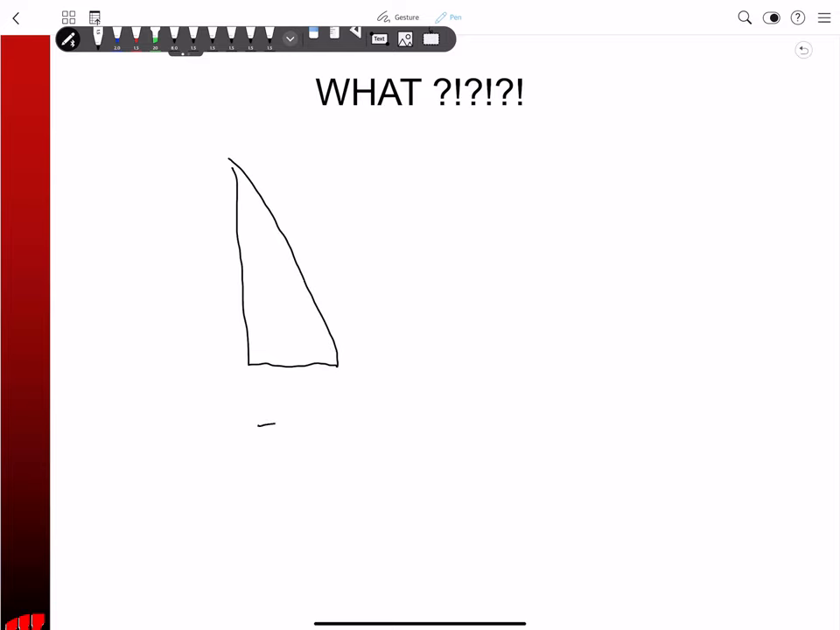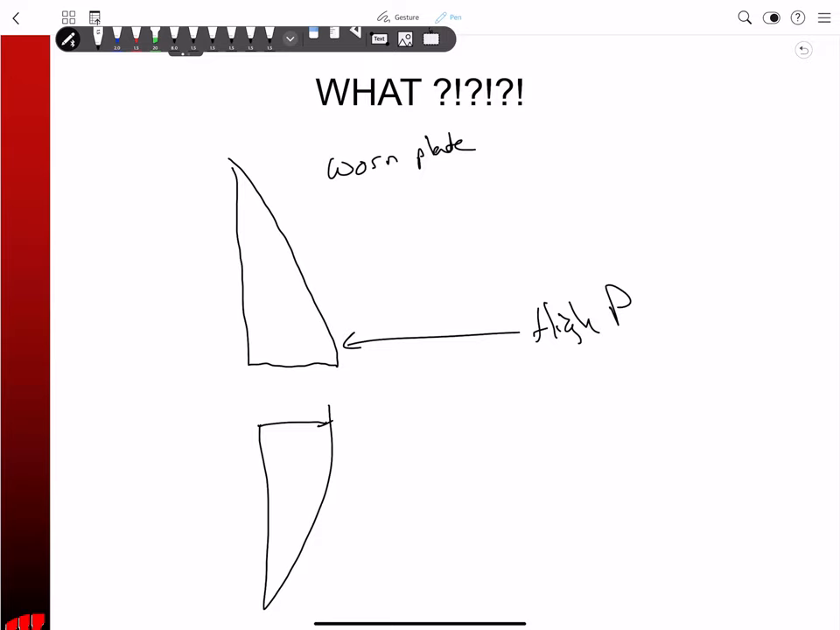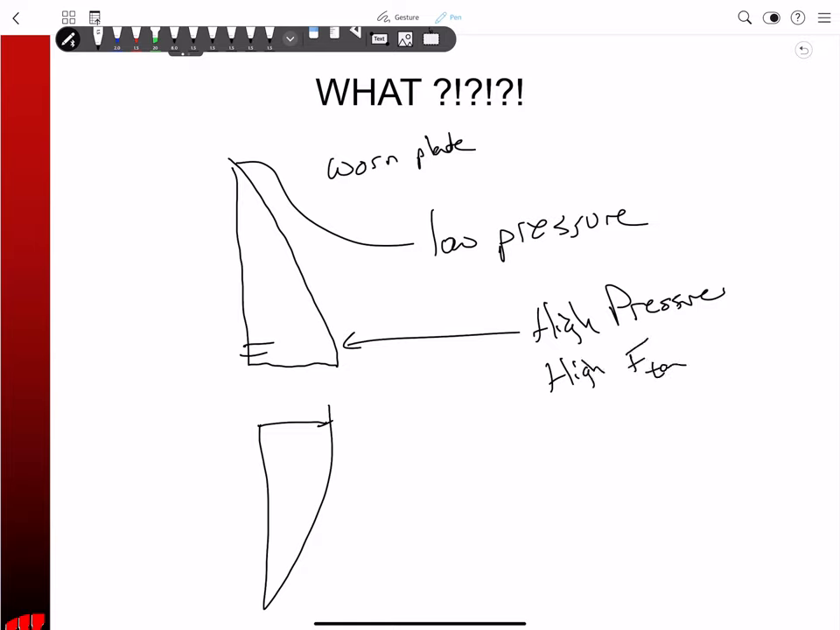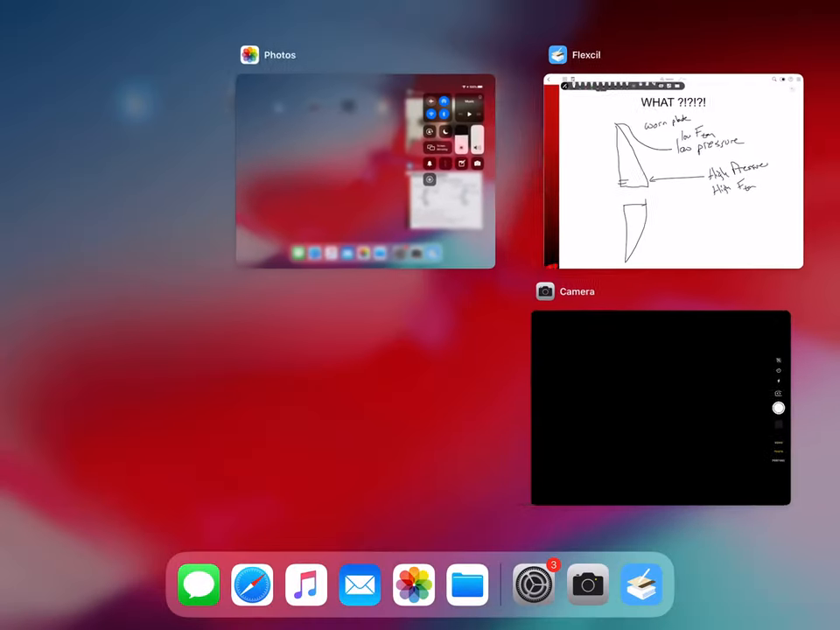So remember that most of my pressure, this is what my worn disc looks like, right? Worn plate. It looks like this. So this has high pressure. And this has low pressure. Well, what does that mean? If I've got a lot of pressure there, times this differential area, that gives me a high F tan. And out here, I've got a low F tan. Now, I'm going to try to explain this. Let's see if we can do it.